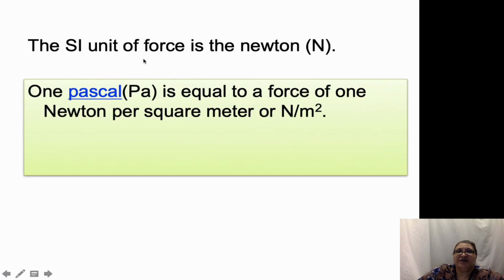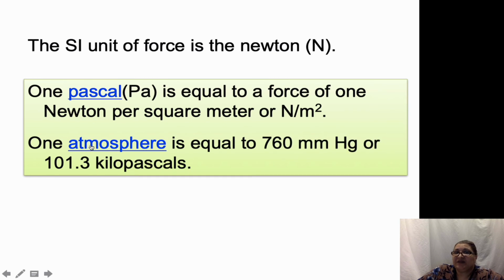The SI unit for force is newtons, and the units for pressure are Pascal or atmosphere. 1 atmospheric pressure equals 760 millimeters of mercury. Those are the ones we're going to use the most.